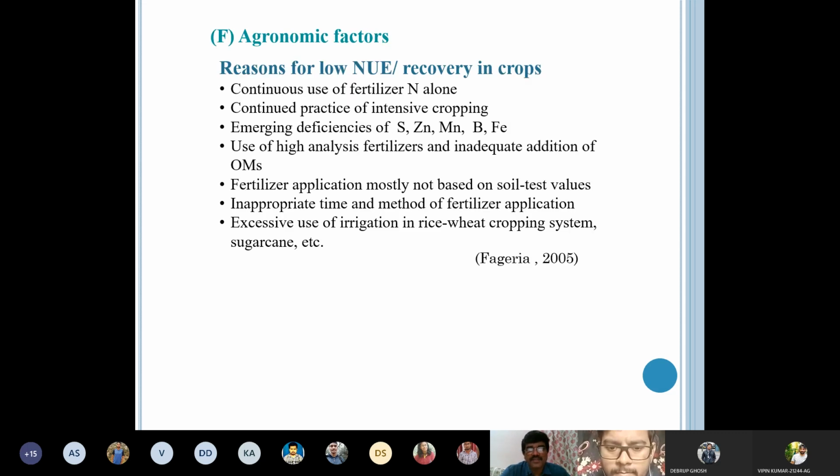Now you see agronomic factors. There are several agronomic factors starting from sowing time to harvesting.